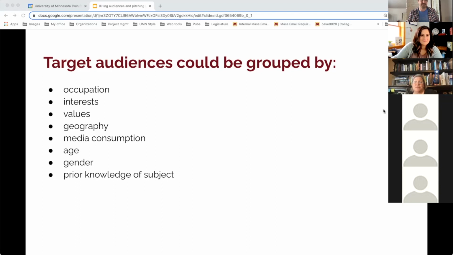Interest area could be someone who's interested in virology versus genetics, etc. We can separate out people by their values. And sometimes it's important to separate them by geography. I'll give an example that we were just talking about in one of our communication strategy meetings this week with the research and communications team.